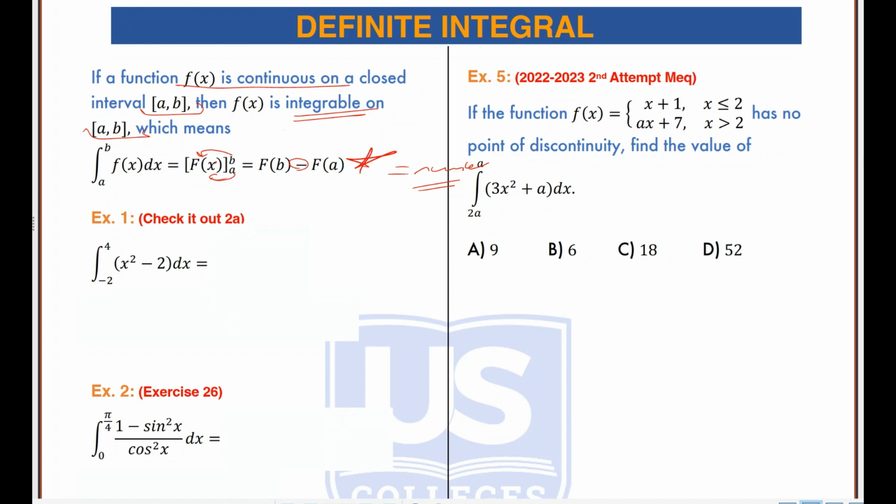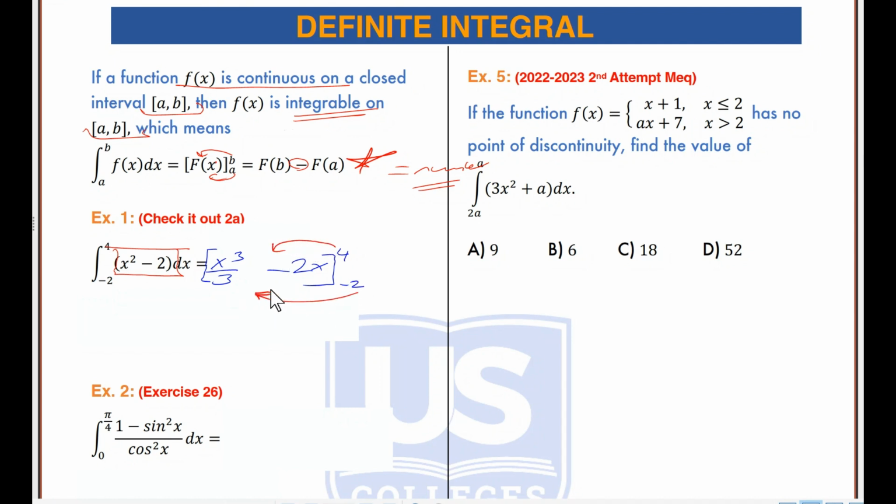Let's take a look at some questions. First one, check it out, 2a. The first thing to do is finding the antiderivative. What is the antiderivative of this function? Integral of x squared is x cubed over 3, and integral of 2 is 2x. I got my antiderivative. Now put a bracket, put the lower bound, negative 2, at the lower right corner, and the upper bound at the upper right corner. And then finally we do the evaluation.